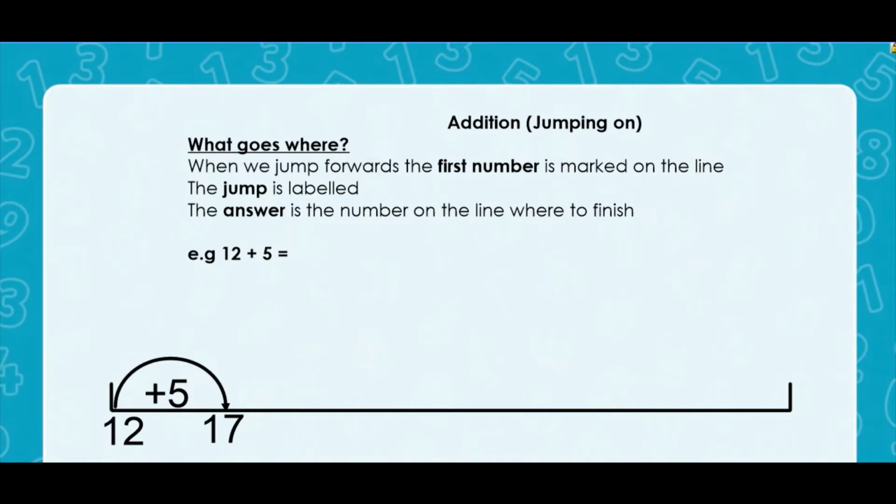Okay, so addition, jumping on. What goes where? Just like we said, the first number is marked on the line on the left. The jump is going to be labelled, that's what you're adding. So in our example here, we've got 12 add 5. Our 12 is at the start of our line here. Our jump is labelled with our add 5, and our final number is our answer. That's where we finish. So 12 add 5 gives me 17.